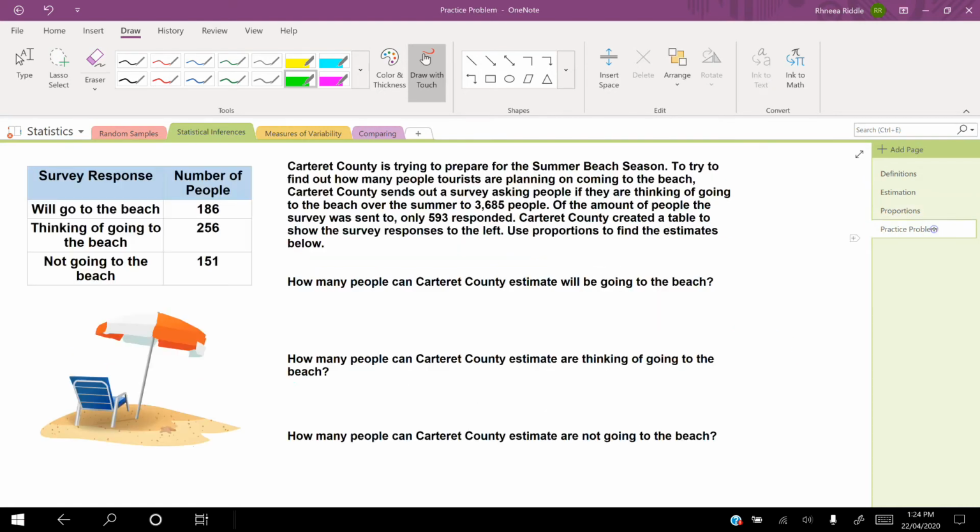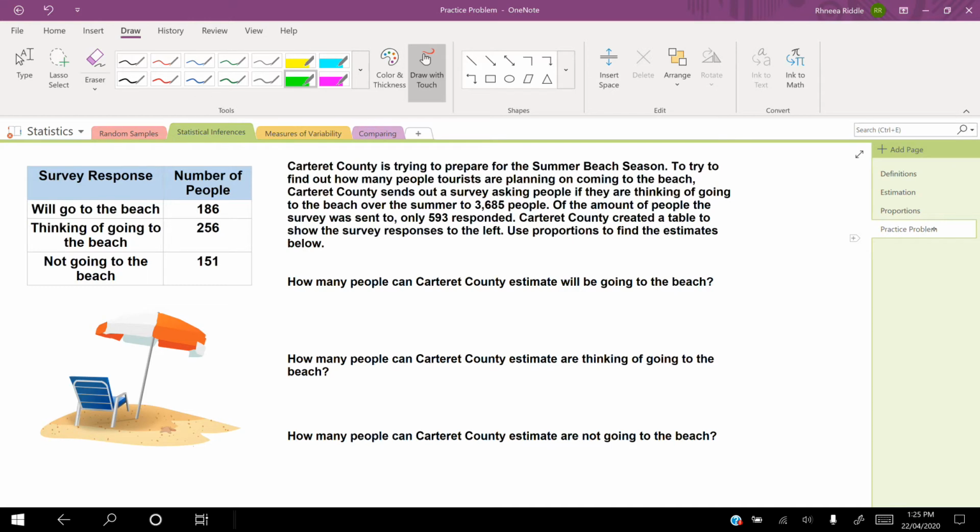So the next problem is about a beach and how many people are expected to go. It says Carteret County is trying to prepare for the summer beach season. To try to find out how many tourists are planning to come to the beach, Carteret County sends out a survey asking people if they're thinking to go to the beach over the summer to 3,685 people. Of the amount of people the survey was sent to, only 593 responded.